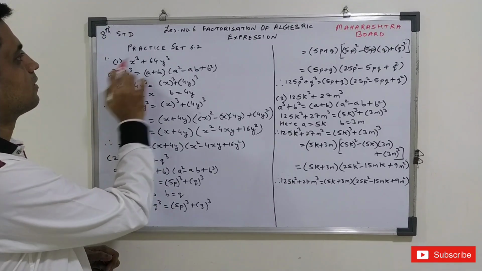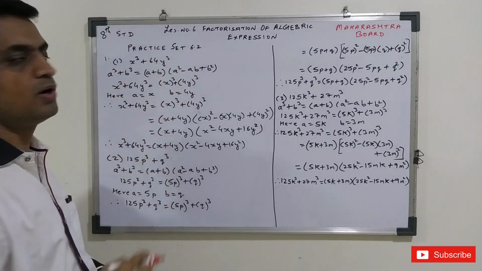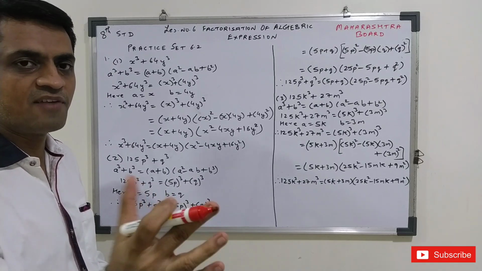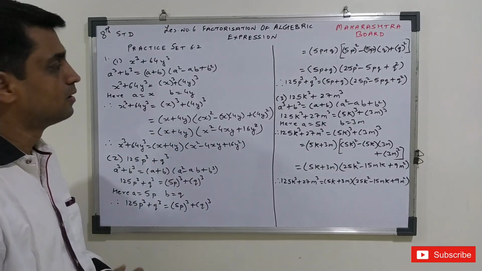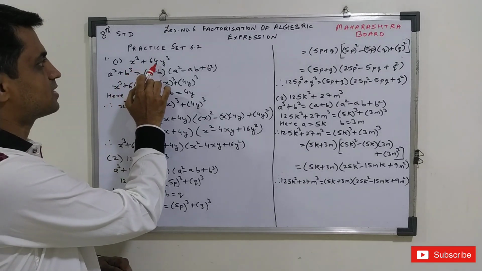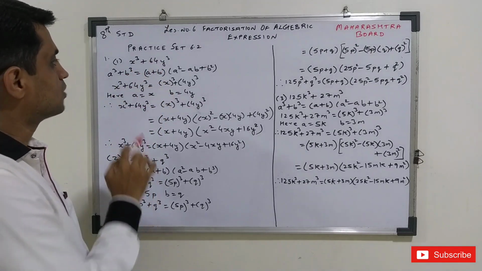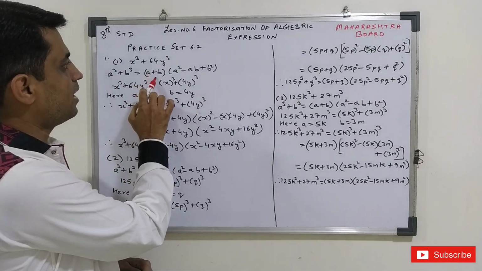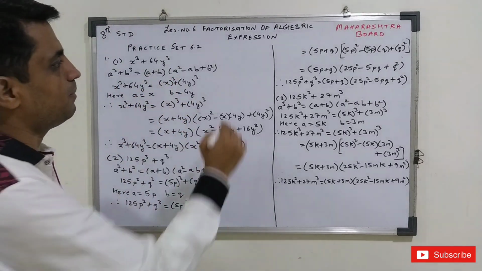Yes students, practice set 6.2, first sum. Before this we saw the derivation of the formula. Now that formula we are going to use here. That is given: x cube plus 64y cube. So which formula are we going to use? a cube plus b cube is equal to a plus b, a square minus ab plus b square.